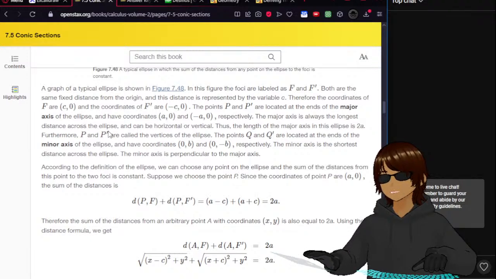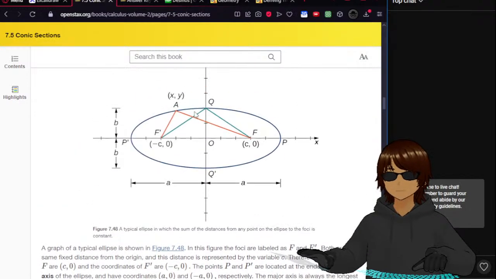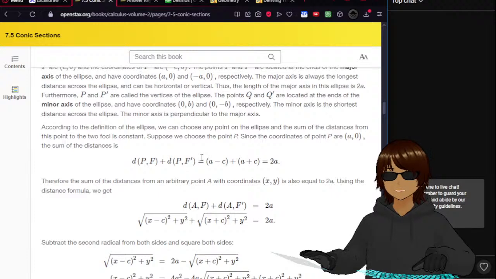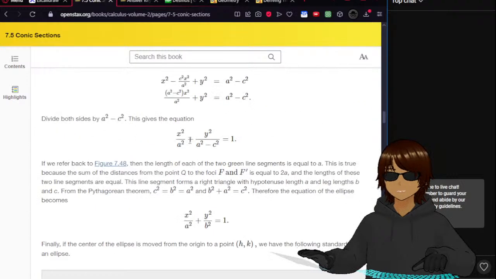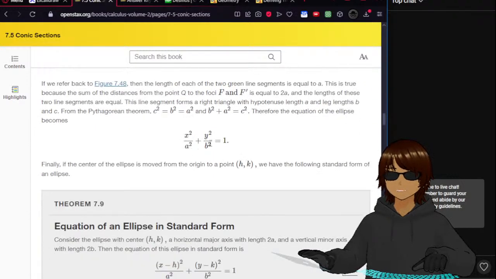Furthermore, P and P naught, how do you pronounce it, are called vertices of the ellipse. The points Q and Q naught are located at the ends of the minor axis of the ellipse and have coordinates 0, b and 0, minus b respectively. The minor axis is perpendicular to the major axis. So what they end up deriving is this.